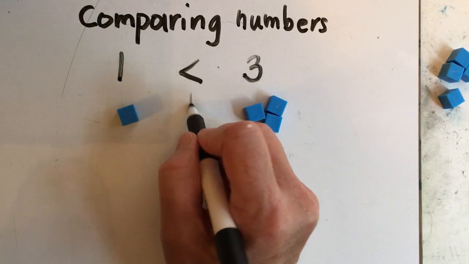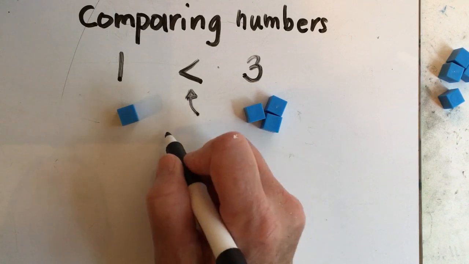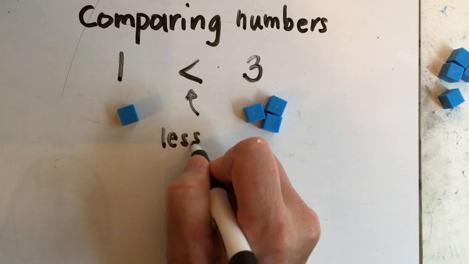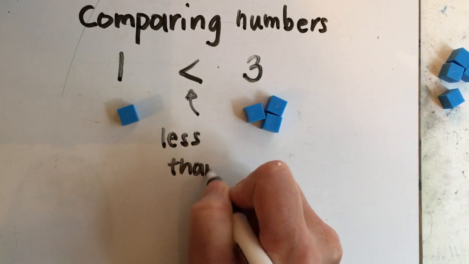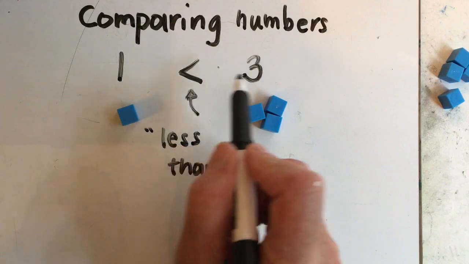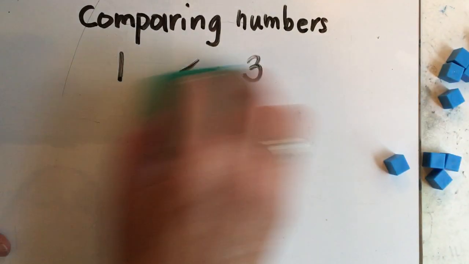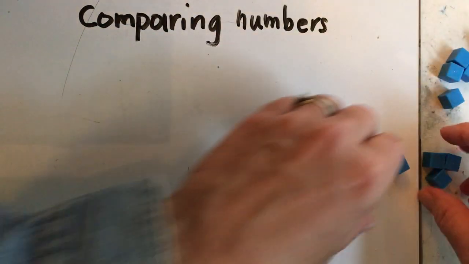And whenever I see that symbol pointed the way it is, it always means less than. Right? Good. So 1 is less than 3. Excellent. Now, what about this?